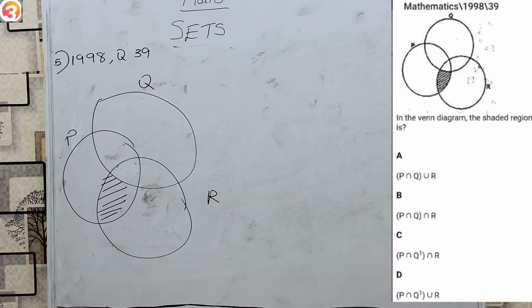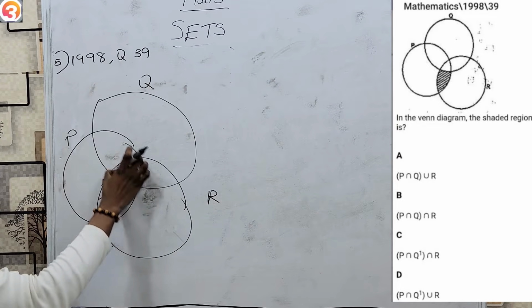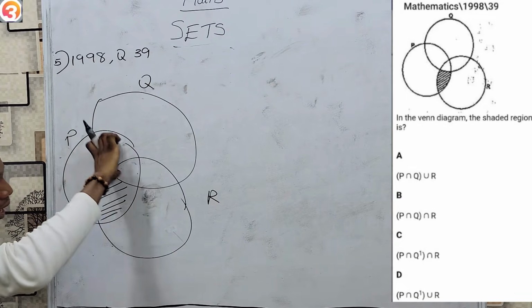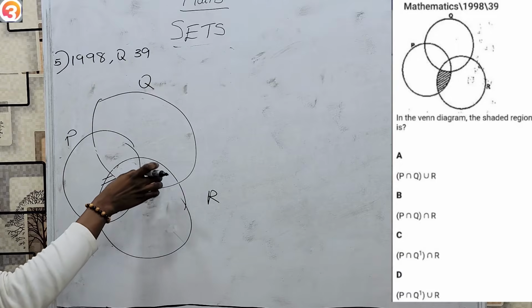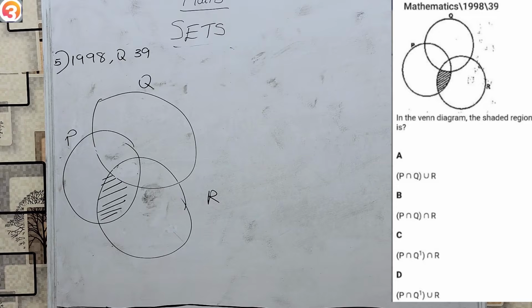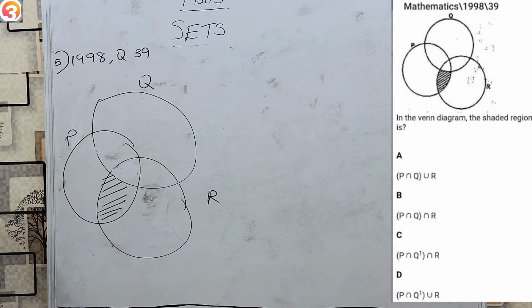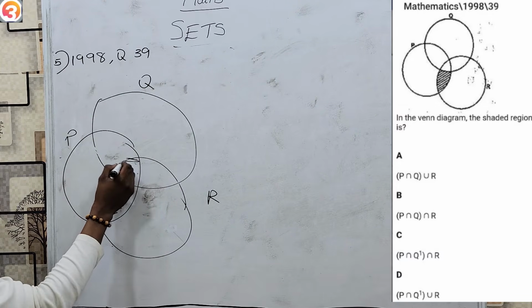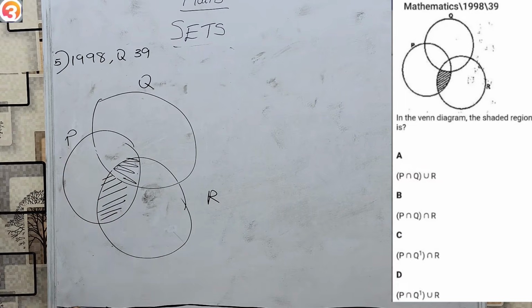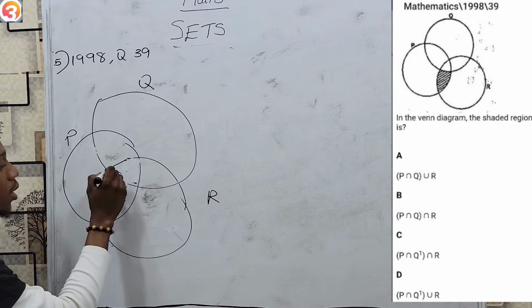Option A says P intersection Q union R. Well, P intersection Q should be this part common to both P and Q plus everything in R. But obviously, that's not my answer. This is where it's shaded. So it cannot be A. Option B says P intersection Q, again, this side, intersection R. Or P intersection Q intersection R is simply this small part. So that is the part common to both P, Q, and R. So again, not my answer.